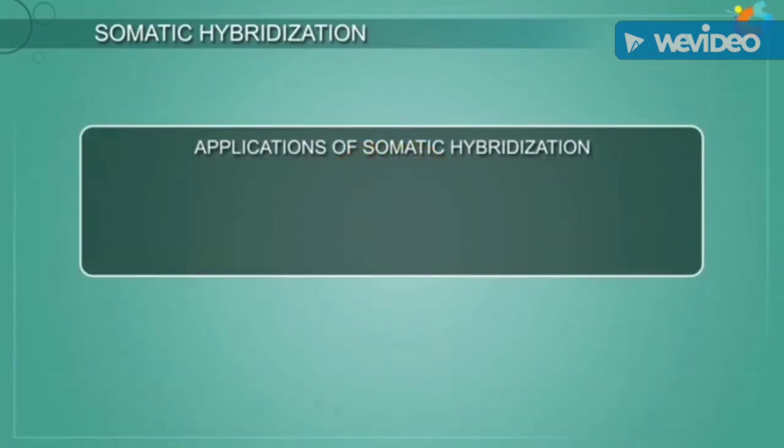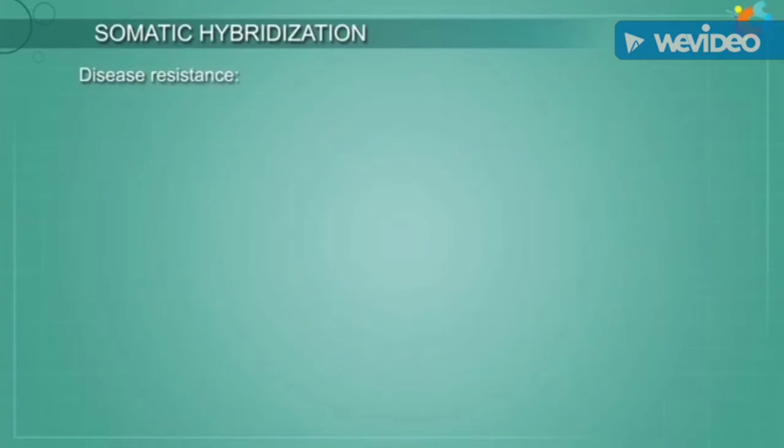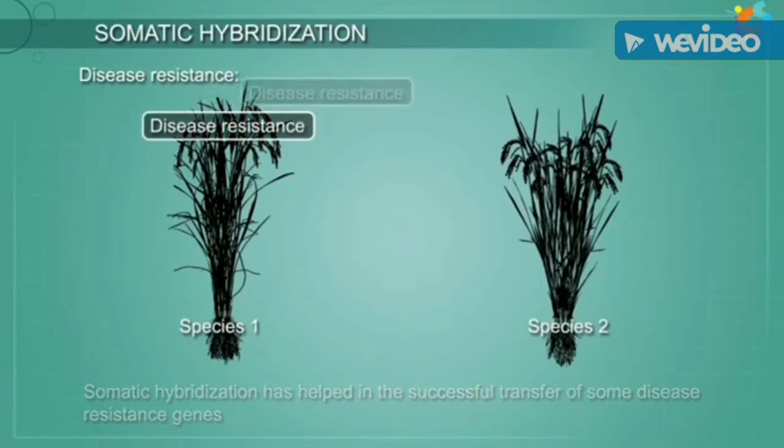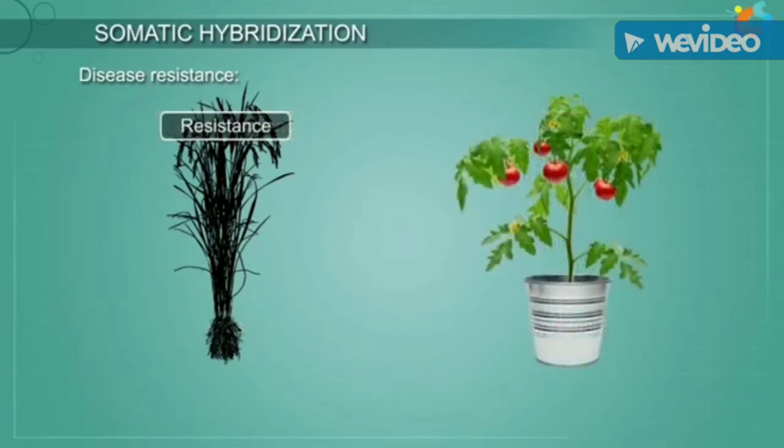Applications of somatic hybridization. Somatic hybridization has opened new possibilities for the in vitro genetic manipulation of plants to improve the crops. Some of the practical applications are mentioned below. 1. Disease resistance. Somatic hybridization has helped in the successful transfer of some disease resistance genes from one species to another. For example, resistance has been introduced in tomato against diseases such as TMV, spotted wilt virus, and insect pests.